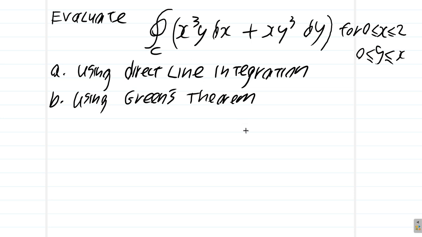I just paused there to write that part of the question because I left it out. For x greater than or equal to 0, less than or equal to 2, and y greater than or equal to 0, less than or equal to x. Now, here we're going to start by using direct line integration. In order to use direct line integration, we want to see what the graph of this function will look like.